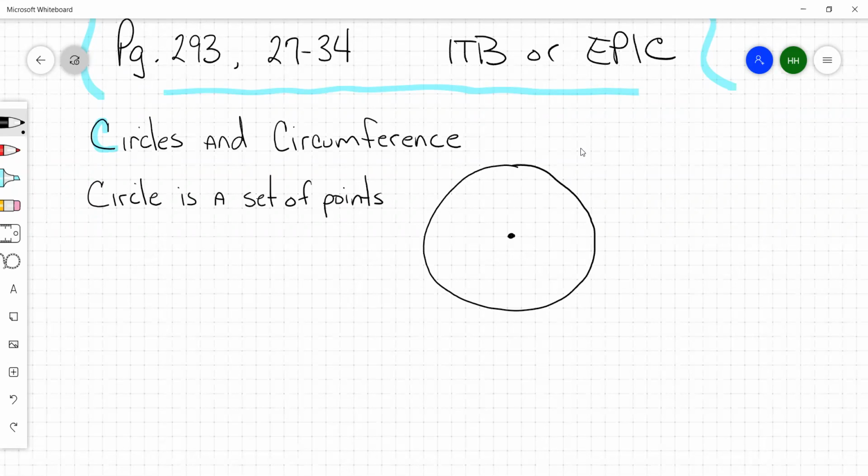Set of points equal distance from a given point. The center.